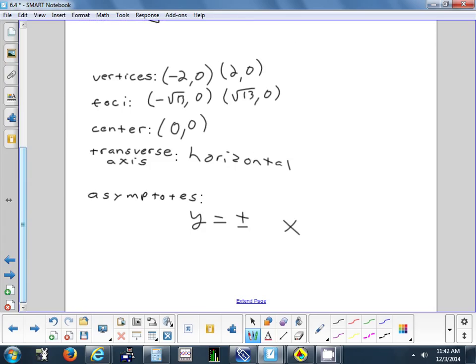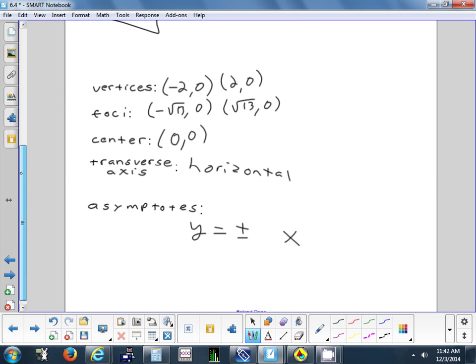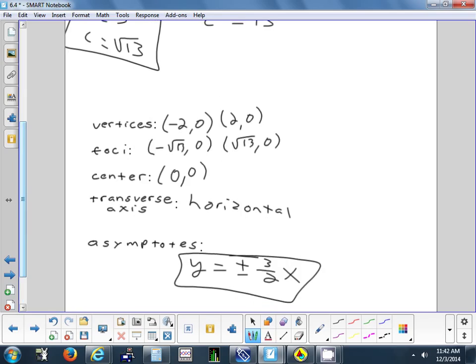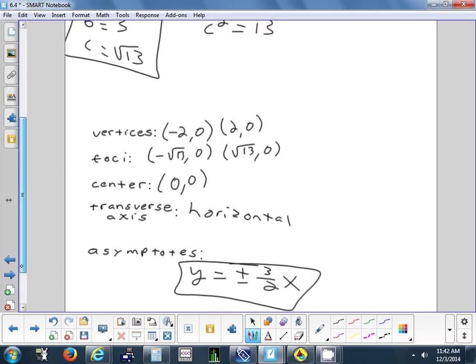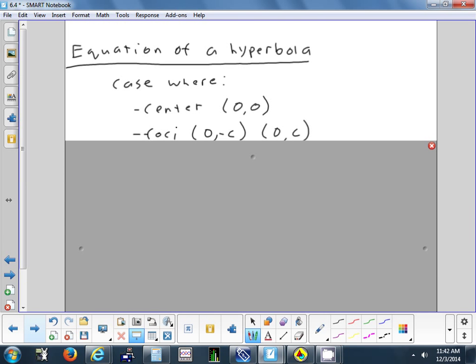And for my asymptotes, is it b over a or a over b? For this one, it's b over a. Yep. So 3 over 2. And that's it. That's everything. Wait, so if it's vertical, would the asymptotes be a over b? Yeah. Okay.